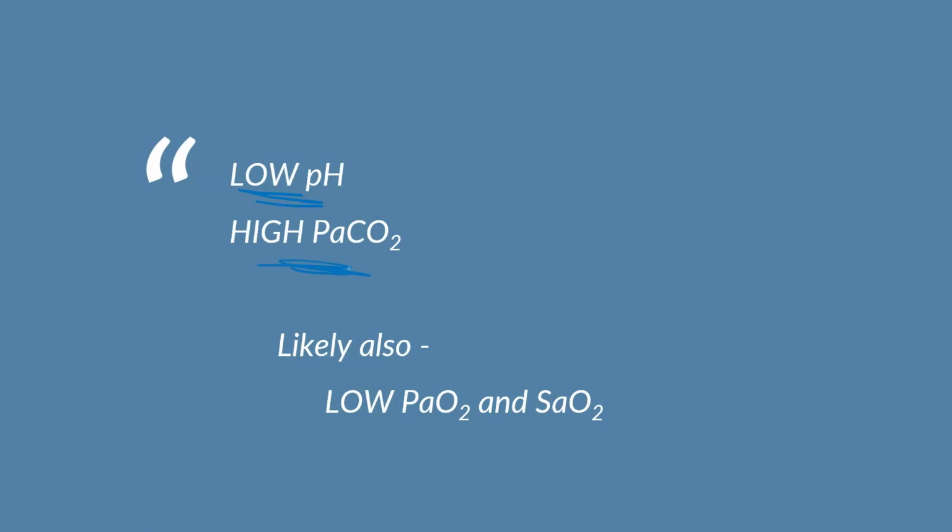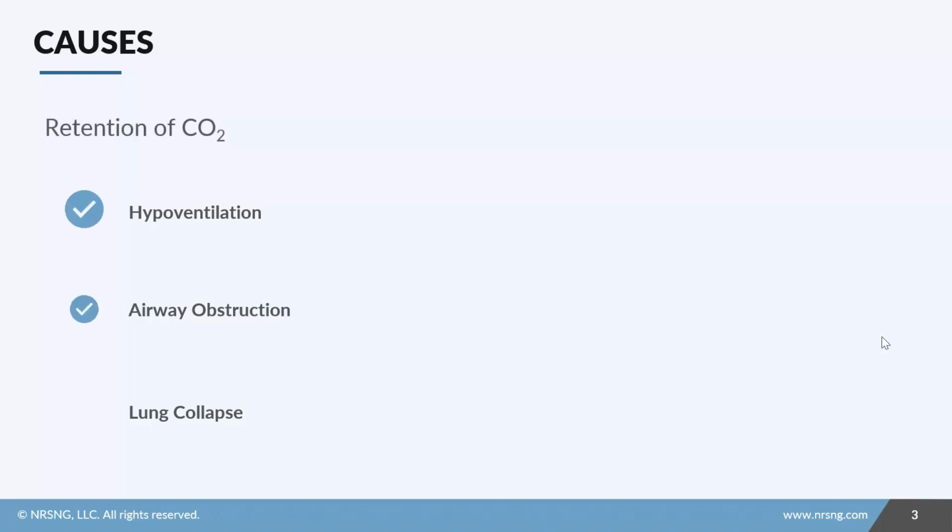Now, because of the conditions associated with respiratory acidosis, it's also very likely that you're going to see some hypoxemia, evidenced by a low PaO2 and low SaO2. So the number one thing that causes respiratory acidosis is retention of carbon dioxide.